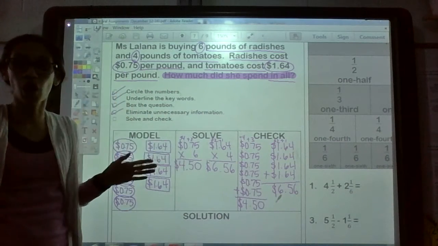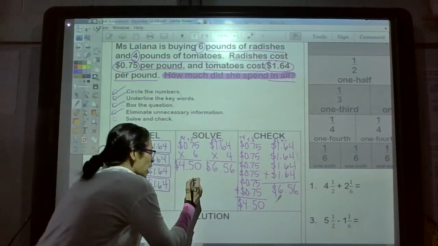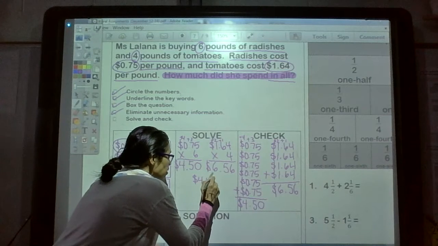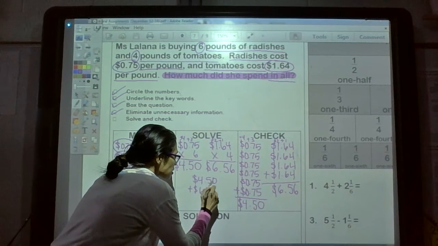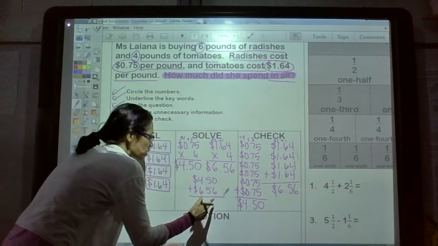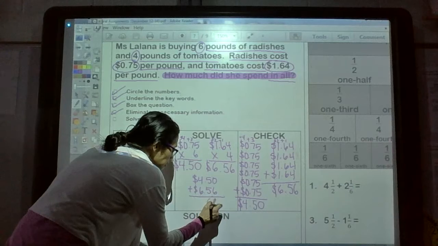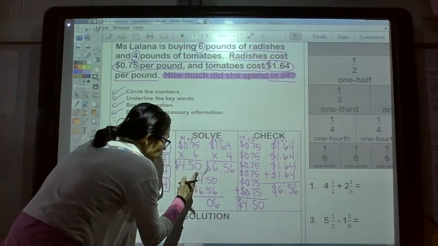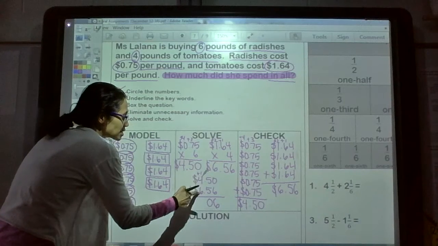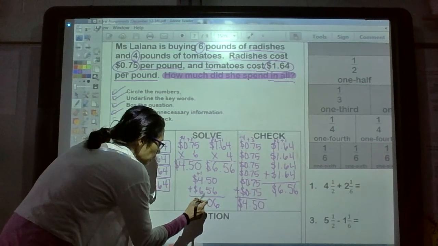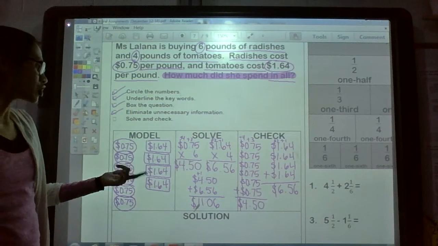Are we done? Oh, no, because now we need to add them together. So I need to add $4.50 plus $6.56. 0 plus 6 is 6. 5 plus 5 is 10 plus 1. 1 plus 4 is 5 plus 6 is 11. Or 4 and 6 is 10 plus 1 is 11. Bam, dollar sign.